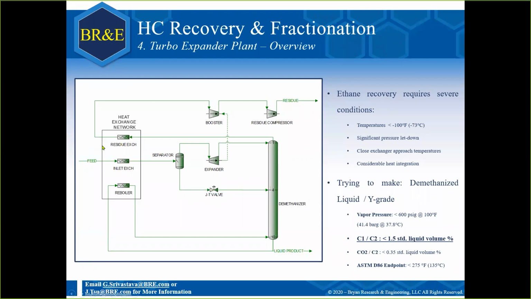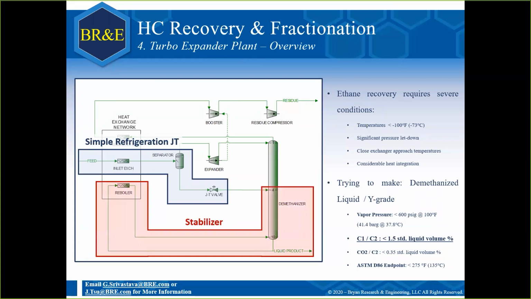It looks very complex, but let me break it down for you. We have the first part of what we discussed. We have some form of heat exchanger network that provides pre-cooling, LTS over here, followed by a JT valve. So that's the simple refrigeration JT setup that we have discussed before. At the bottom over here, we have a column, and part of the liquid goes to some reboiler to strip out. Oh, that's just the stabilizer that we just talked about.